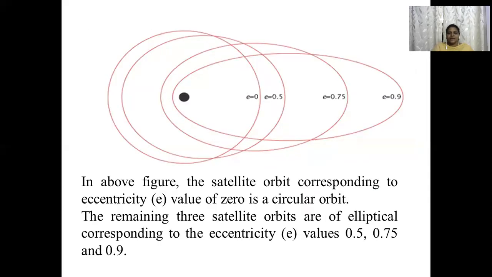Okay. So in this particular diagram, you can see when e equals 0, the orbit path is a circle. It's like a circular shape. And if the e value is increasing from 0, so if e equals 0.5, the shape is like an ellipse. And if it is still increasing to 0.75, again the shape is similar. And if e equals 0.9, from a circle it is changing to an ellipse. So e lies between 0 and 1.